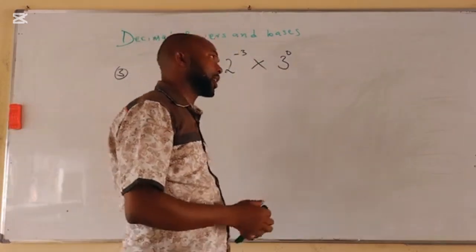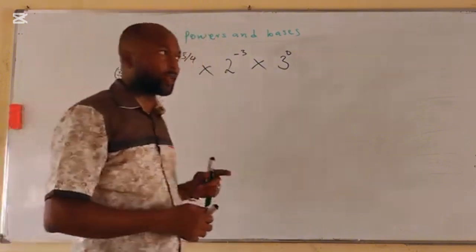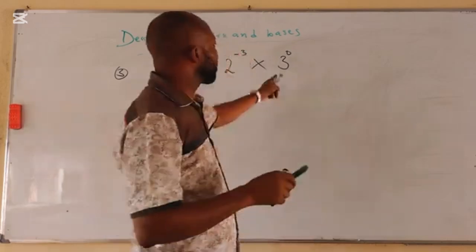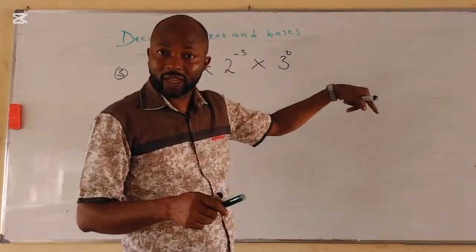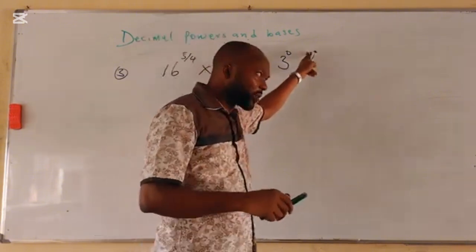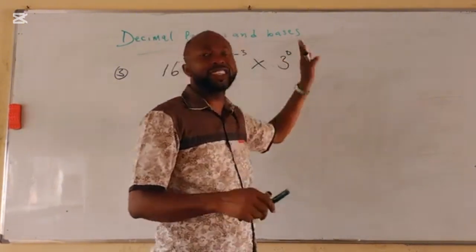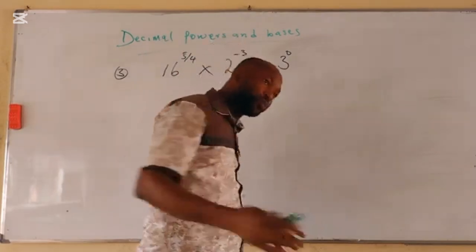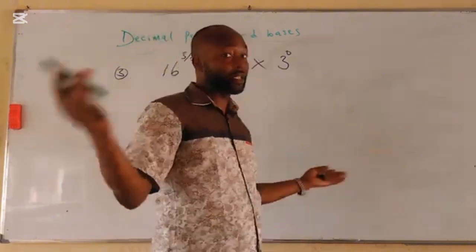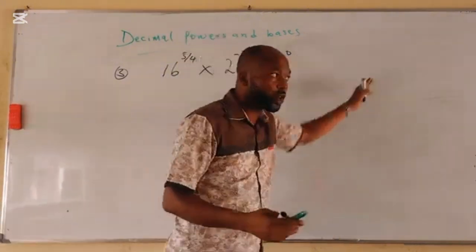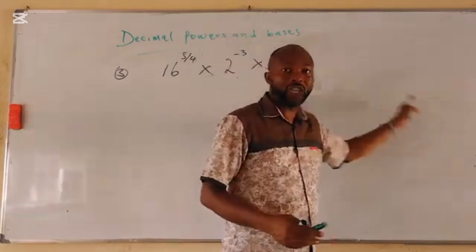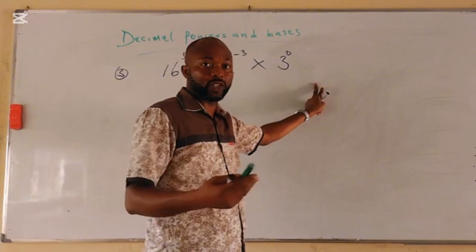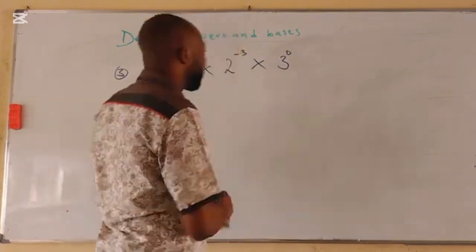Zero index law says that any number raised to the power 0 is 1. I have 3 raised to the power 0 is 1. If 3 raised to the power 0 is 1, what about 2? 2 raised to the power 0 is also 1. Am I right? Which means I can use 2 raised to the power 0 here, provided the end product is 1. If A is equal to 1, B is equal to 1, then A equals B. That is what it means. So 2 raised to the power 0 is equivalent to 3 raised to the power 0, and I can change this to 2 raised to the power 0 according to the zero index law.